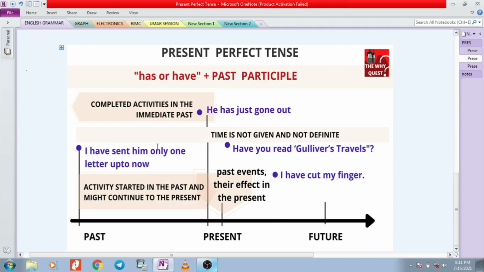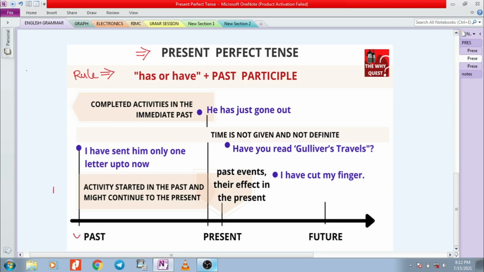Hi everyone. I would like to teach you about present perfect tense today. In the series of tenses that we have learnt, today we are going to learn about present perfect tense. There are certain rules that we have to remember while constructing a sentence in its present perfect form. So you can see here has or have plus past participle.